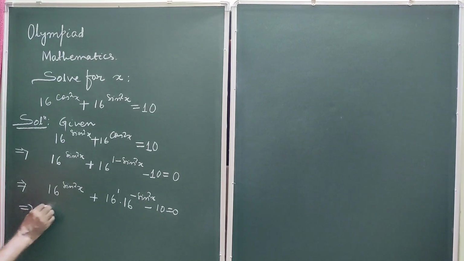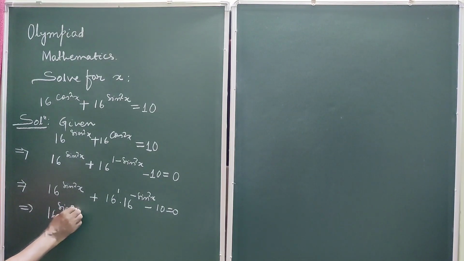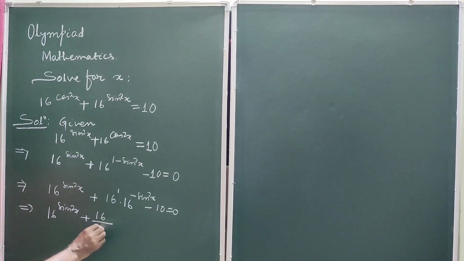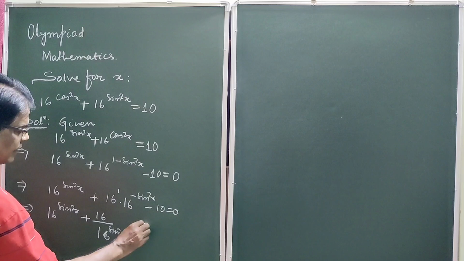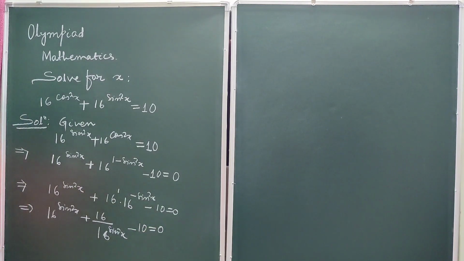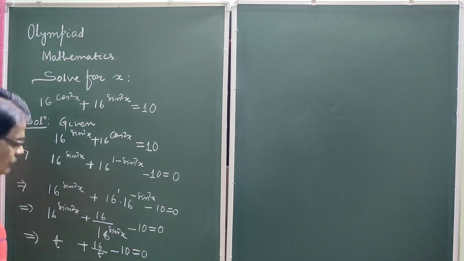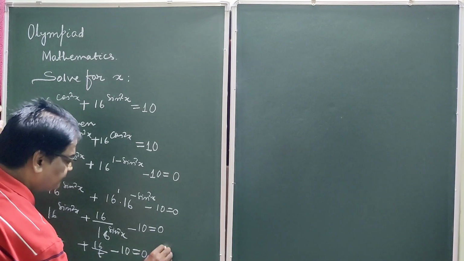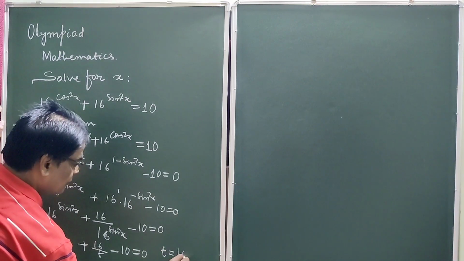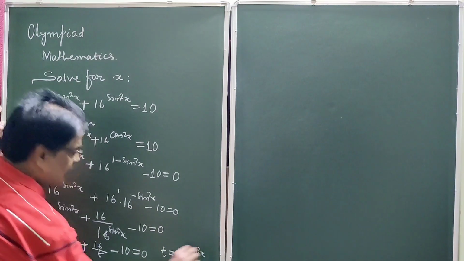And this can be written as 16 to the power sin square x plus 16 by 16 to the power sin square x minus 10 is equal to 0. This implies, let us take this as t. This is t plus 16 by t minus 10 is equal to 0. So we have taken t is equal to 16 to the power sin square x.